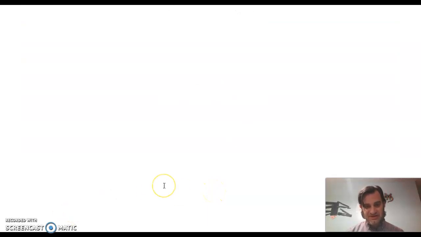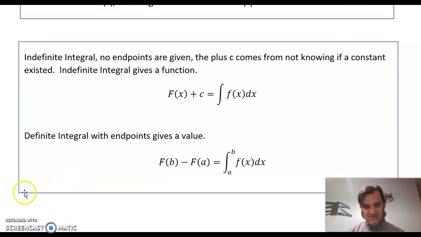Alright, so we will see some examples of how this is used in the next video. But you've got to get used to this notation, so keep this file open and refer to it.